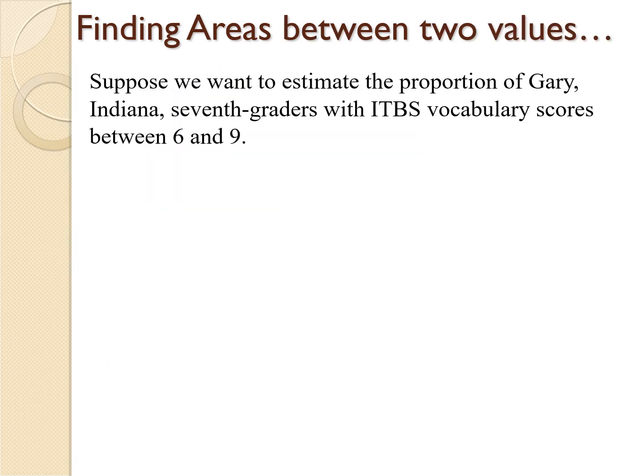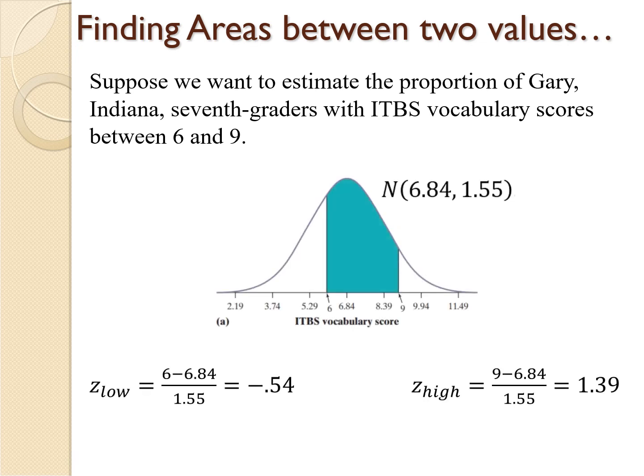One more type of problem. Suppose we want to estimate the proportion of Gary, Indiana 7th graders with ITBS vocab scores between 6 and 9. In this case, we have really 2 boundaries. It's not going all the way to the left. It's not going all the way to the right. Instead, it's in between these 2 values. So what we want to do in this case is find z-scores for both of them. We get a z-score for 6, and we get a z-score for 9.